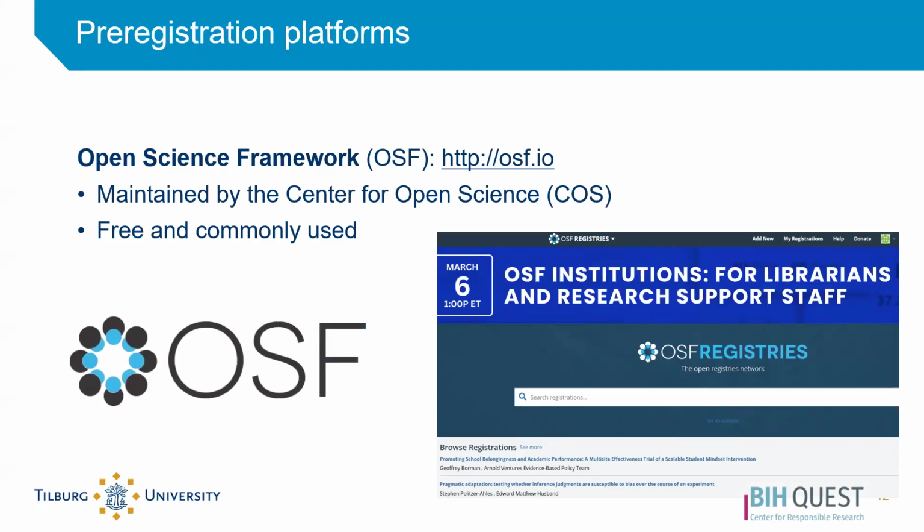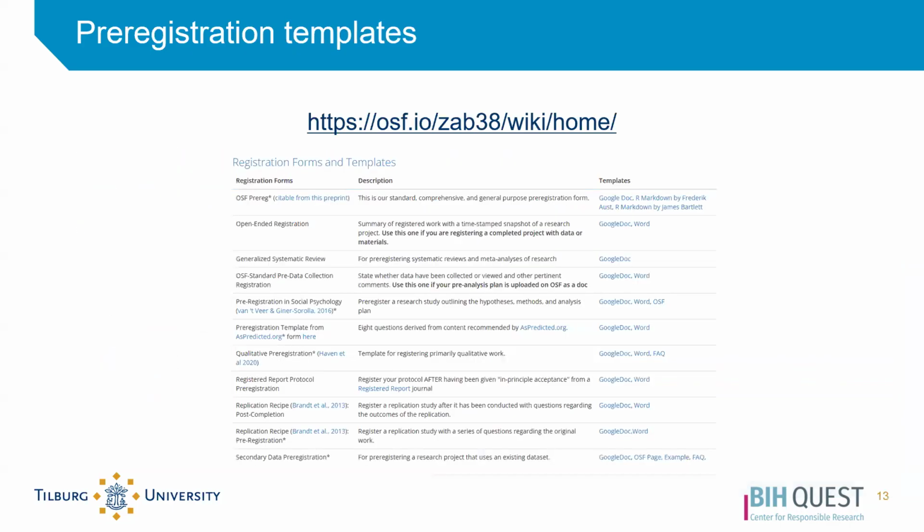Yeah, indeed. So you already put that in there. The Open Science Framework, OSF.io. It's, I think, the most popular one. It's maintained by the Center for Open Science. It's free and, well, indeed commonly used. And this is how it looks on the bottom right. And why I think it's really useful is that you can use all kinds of different templates for all kinds of different study types. So you can have one for qualitative research. So like I said, I developed two of these, one for systematic reviews and one for secondary data analyses.